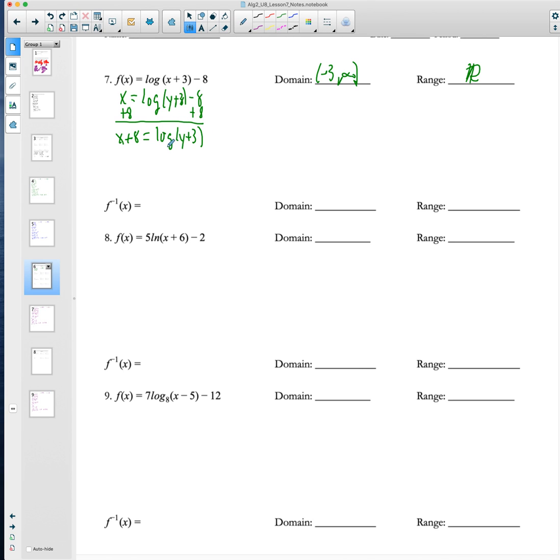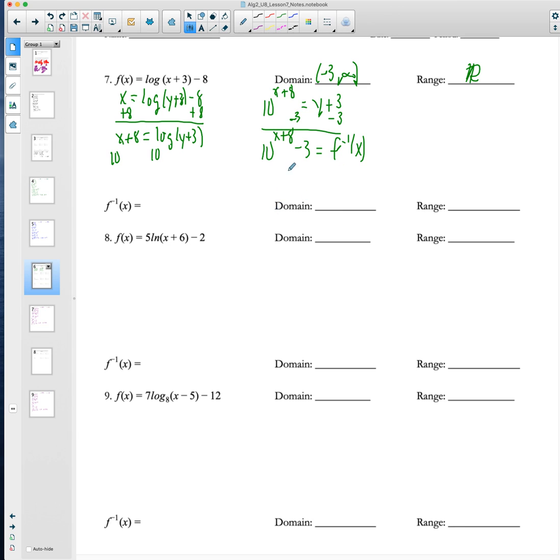Now, once again, in order to undo this log, I have to take an exponential. Now, remember, log is the common log. That means we're base 10. So I need to make a base 10 on both sides. So I'm going to make this base 10 on the left, make this base 10 on the right, and then I'm left with 10 to the power of x plus 8 equals y plus 3. And then my last step here is to subtract 3 from both sides to solve for that y. So now I get 10 to the x plus 8 minus 3, and that is our inverse function.